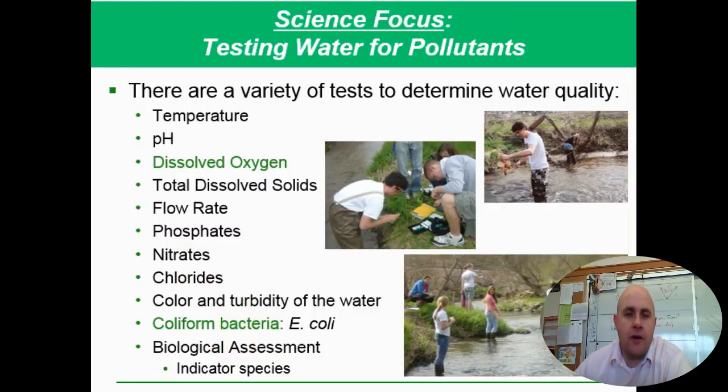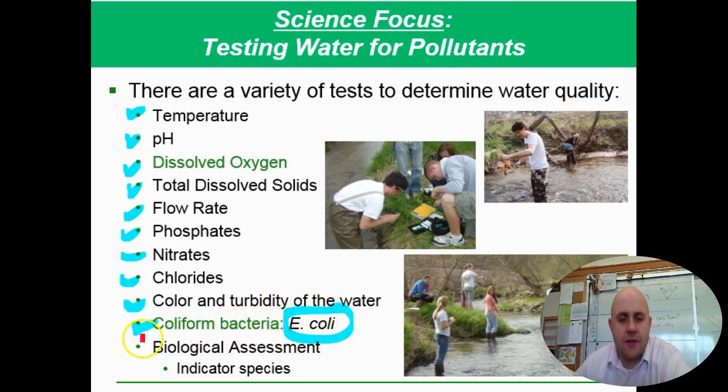And so we monitor each and every one of those, and here are some of the ways that we monitor or test water for its quality. Measure its temperature, check its pH, dissolved oxygen content, total dissolved solids, flow rate, phosphates, nitrates, chlorides, color and turbidity. We look for biologicals, coliform bacteria, for instance, involving digestive systems. It's an indication that fecal matter could be present, like E. coli is an indicator of that.